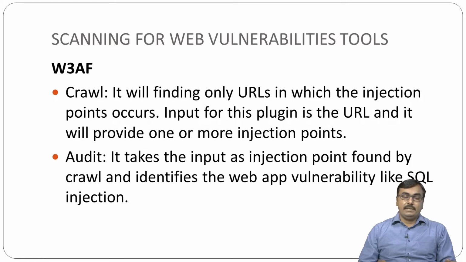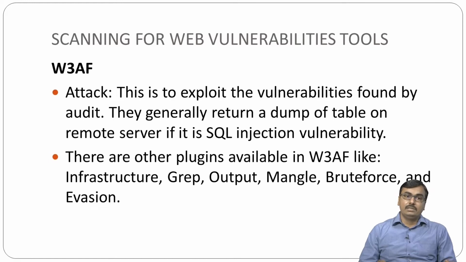Then the audit plugin takes as input the injection points found by the crawler and identifies web app vulnerabilities like SQL injection. The third one is attack. This exploits the vulnerabilities found by the crawl and then the audit. They generally return a dump of a table on the remote server if it is an SQL injection vulnerability. There are other plugins available in W3AF like infrastructure, grep, output, as well as mangle, bruteforce and evasion. So, there are so many plugins available in the W3AF utility.